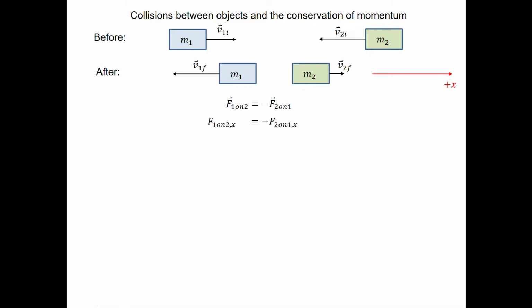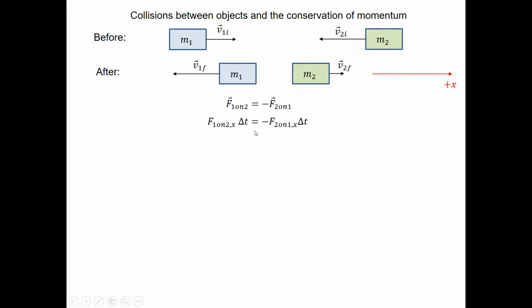If we then assign an x-axis to be some direction along the direction that one of them is traveling, then certainly the same thing is true of the x components of the force. And in this case, our forces as pictured would only have non-zero x components. What we can now do is we want to relate this to impulse, and so we can multiply each side by the time interval that they're in the collision.